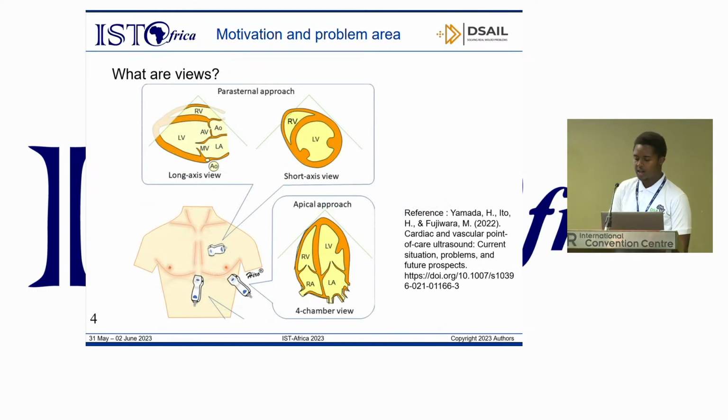As I said, we are looking into early RHD diagnosis, but I'm not actually going to talk about diagnosis. I'm going to talk about a step towards diagnosis. The step is, if you want to see the valves, you need to see them through certain views. The view we're looking at is primarily the one on the top left, the parasternal long axis view. You can see the mitral valve and the aortic valve very clearly in those views.